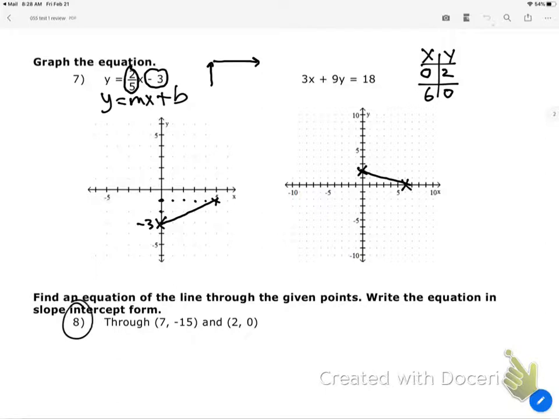Right, question 8. Equation of line through given points. Write the equation in slope-intercept form. So remember, you've got to do this, okay? This has given you 2 points, so you've got to use the slope formula first, okay? Before you can plug it into y equals mx plus b. Because I think most people seem to like to do this one.